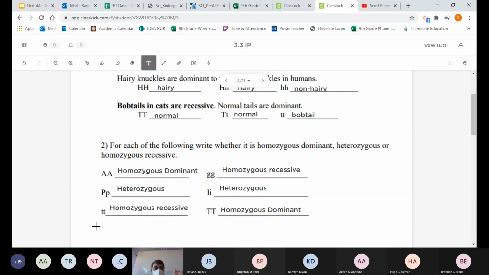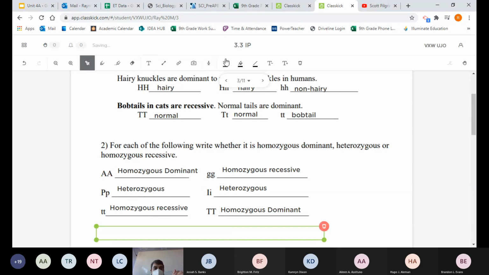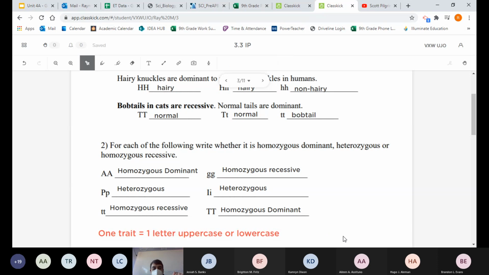So I'm going to write that down here. I'm going to make it red. One trait equals one letter, either uppercase or lowercase. So we're not dealing with two different letters, we're dealing with two different capitalizations. One uppercase, one lowercase.